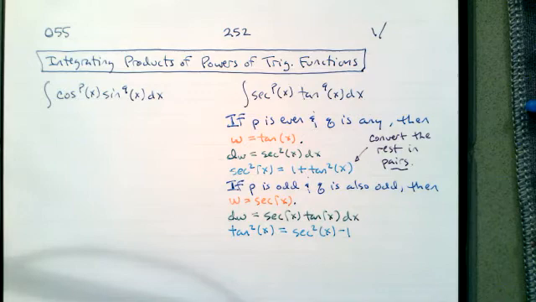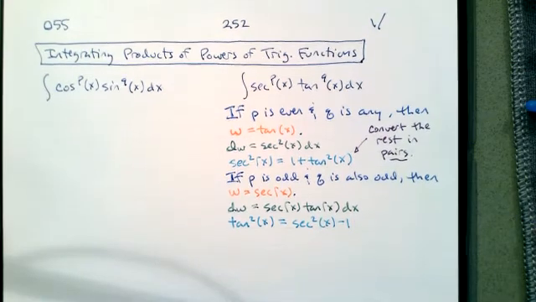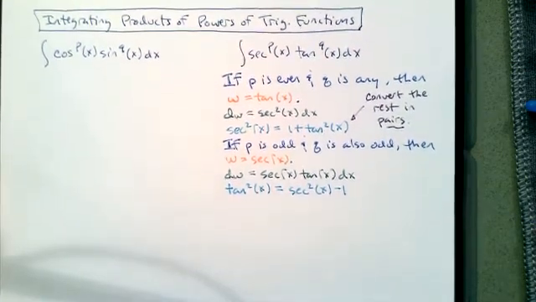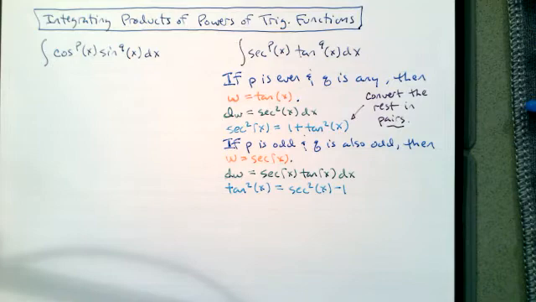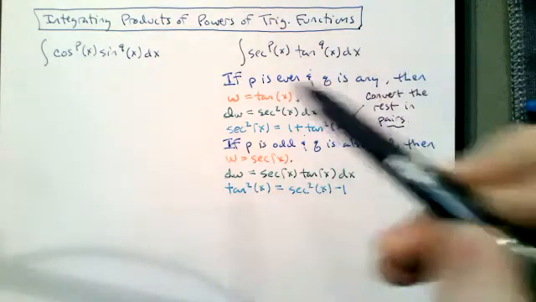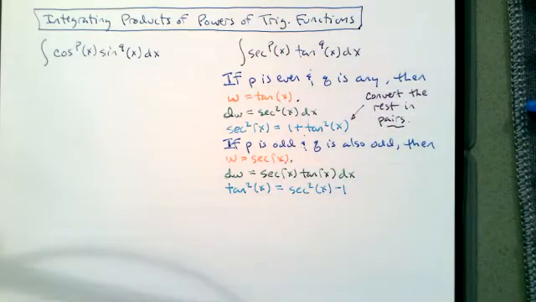So we start with an odd number of tangents. We put one aside to be the dw, and then there's an even number left that we can convert. So this is what we can do if P is odd. I said this is what we can do because this is not our only option, but it fits with the trajectory of how we're studying this.